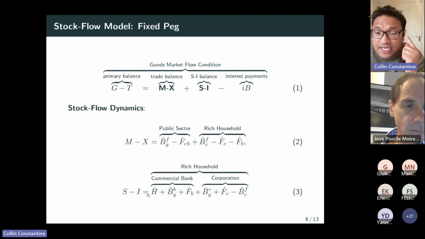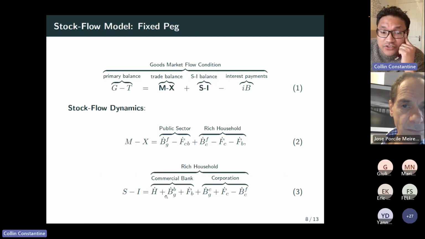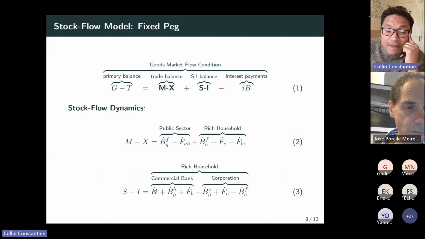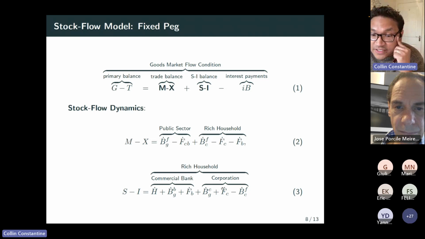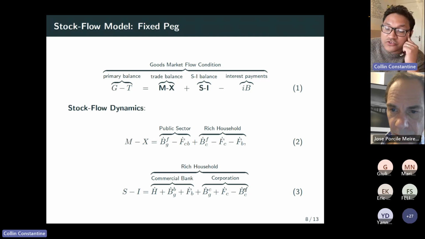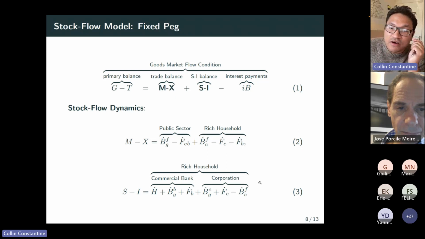The same with investment dynamics. Commercial banks save by holding bank reserves, government securities or foreign assets. Corporations save by holding government securities or foreign assets, and this would be the stock of external debt undertaken by the corporation. Again, these are basically the balance sheet of the rich household.